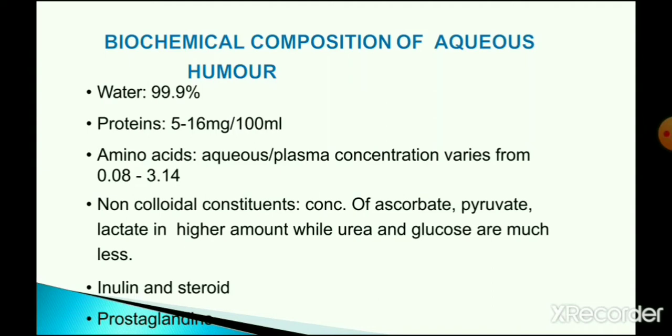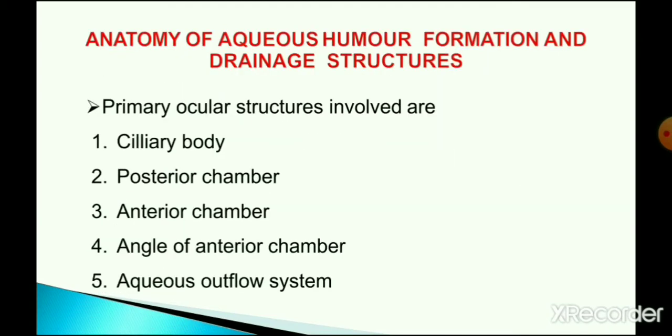Biochemical composition of aqueous humor. Water 99.9%, protein 5 to 16 milligram per 100 ml, amino acids with aqueous to plasma concentration varies from 0.08 to 3.14. Among non-colloidal constituents, the concentration of ascorbate, pyruvate and lactate is higher than in plasma, while urea and glucose are much less. Inulin, steroids and prostaglandin are also present.